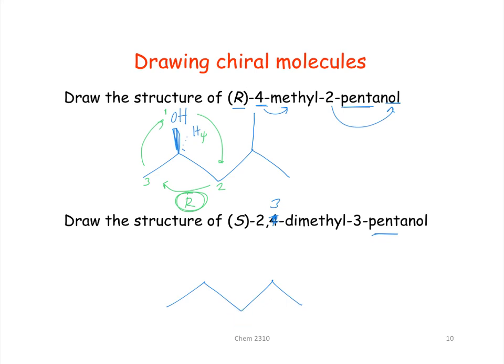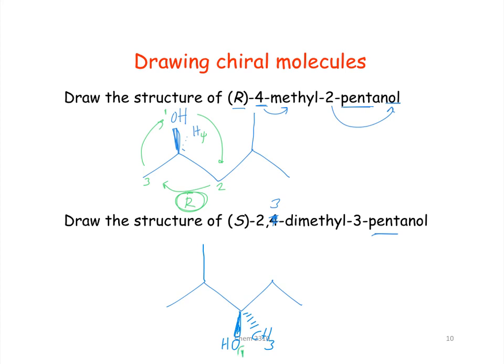So 2, okay, that's not a chiral center, so we don't have to worry about it. But 3, we have methyl and pentanol, so we're going to have an OH. Let's just arbitrarily, I'm going to put the OH in front, and then the methyl group in back. Okay? So let's see whether we lucked out and got it correct or not.